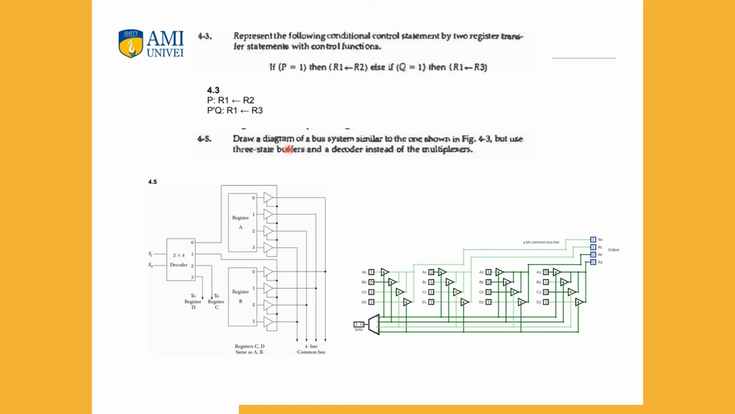Now the next question is to draw a bus system similar to the bus diagram given, but use 3 state buffers and a decoder instead of multiplexers. Since the diagram is not given, we can just see from the answer that there have been 4 registers A, B, C, D, and we have a decoder. It asks to use a decoder and tri-state buffer.